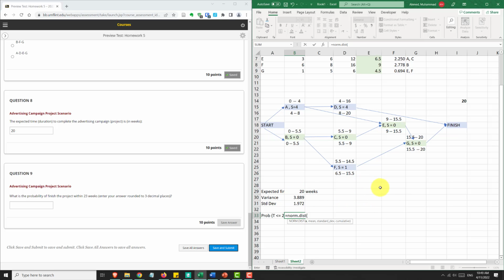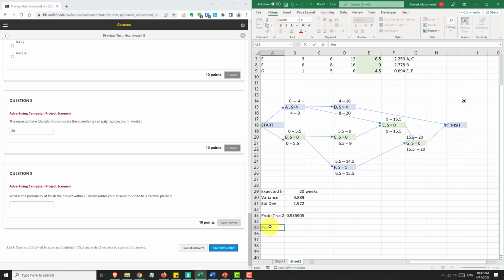Okay, so we need the probability that this time is less than or equal to 23 weeks. On average, it's 20, and the standard deviation is 1.972, and we want the cumulative area under the normal distribution curve. So using the formula norm.dist, the number 23 is the cutoff. I have to be below this cutoff, so I do this. This is the probability you'll finish within 23 weeks.